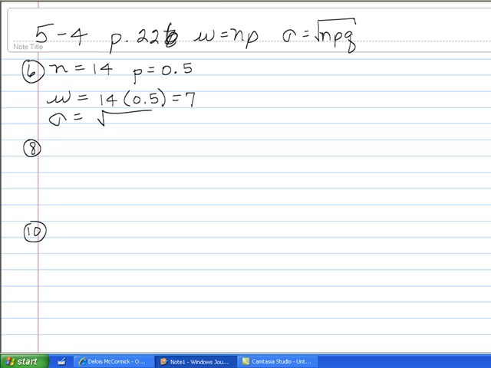To calculate the standard deviation, we're going to need q. So q will be 1 minus p, so it also is 0.5. So we'll have 14 times 0.5 times 0.5. So I need the square root of 14 times 0.5 squared, and I get 1.87, so that would be 1.9.